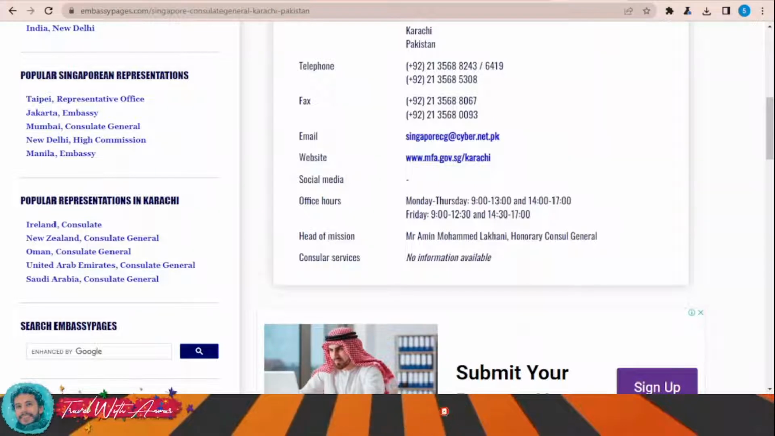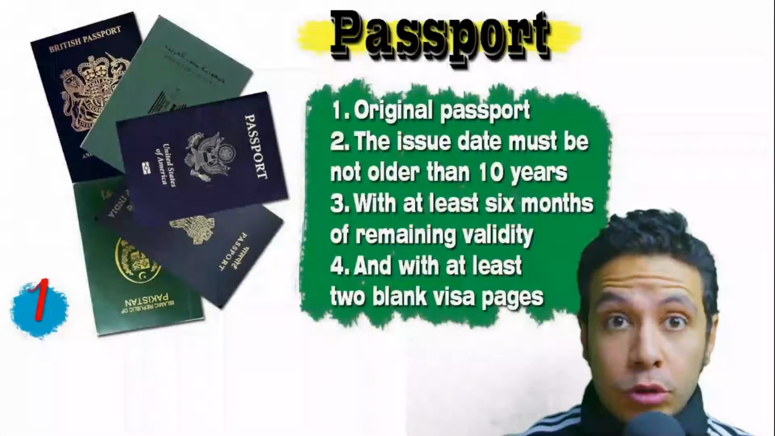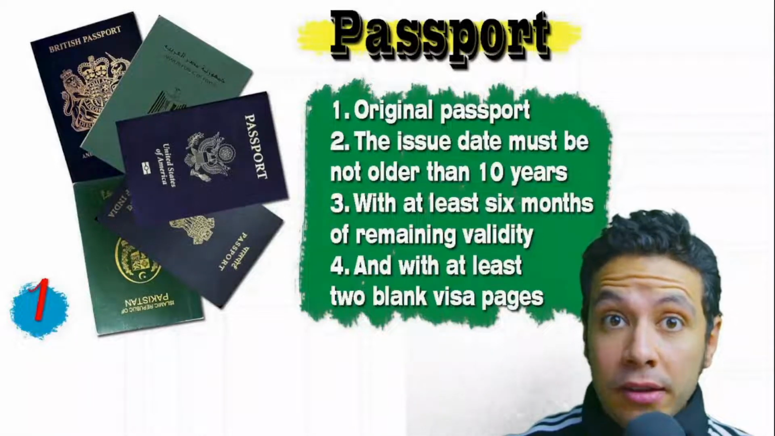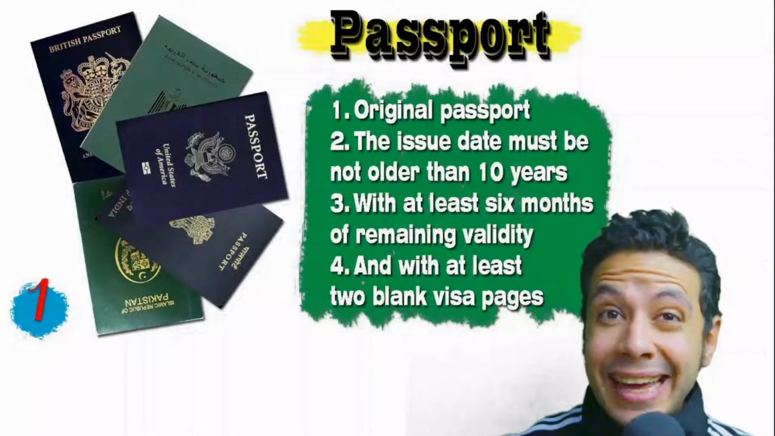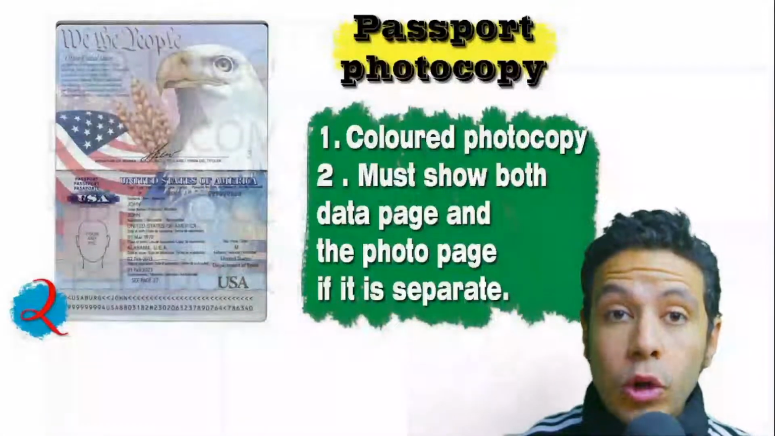So you will just need to submit your application form along with all the required documents to the embassy of Singapore in your country. So what are the required documents that you will need while applying for any visa? Speaking about your passport, it must be original and it must not be older than 10 years, with at least 6 months of remaining validity and with at least 2 blank visa pages for the stamps. In many cases you will need also a passport photocopy.